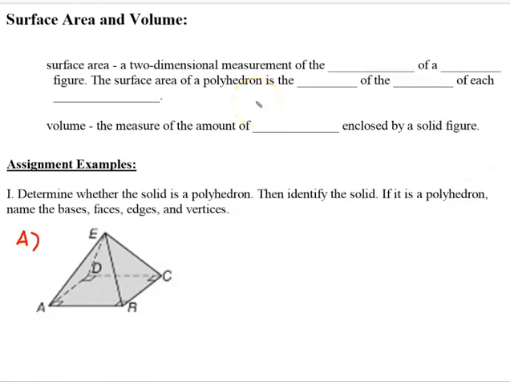So we would define surface area before we just jump into formulas for surface area and volume. We would define surface area as a two-dimensional measurement of the surface of a solid figure. The surface area of a polyhedron is the sum of the areas of each face. All right, and we'll get specific on formulas in just a minute.